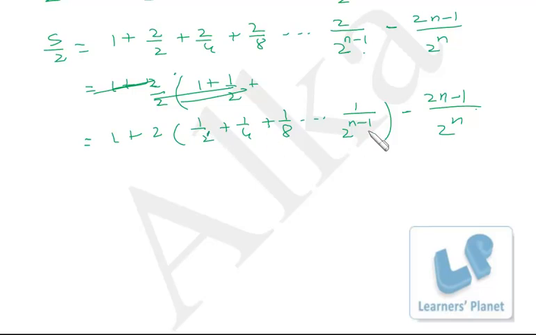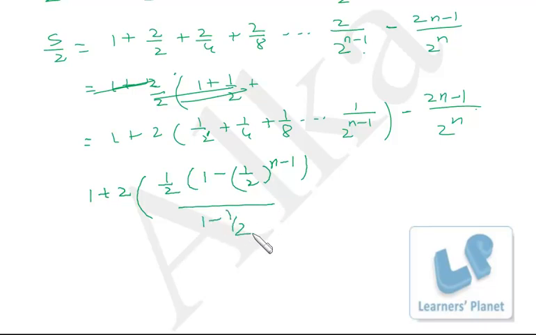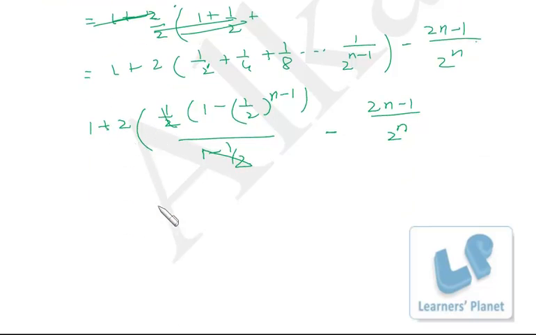It is starting from 1 and going up to n minus 1. So there are n minus 1 terms, so we can find out the sum. Here r is the common ratio, that is 1 by 2. So it is 2, a is 1 by 2, 1 minus 1 upon 2, that is r raised to n minus 1, because the total number of terms are n minus 1 only, upon 1 minus 1 by 2. Okay, minus 2n minus 1 upon 2 raised to n. Now 1 minus 1 by 2 is 1 by 2, and this 1 by 2 is cancelled.